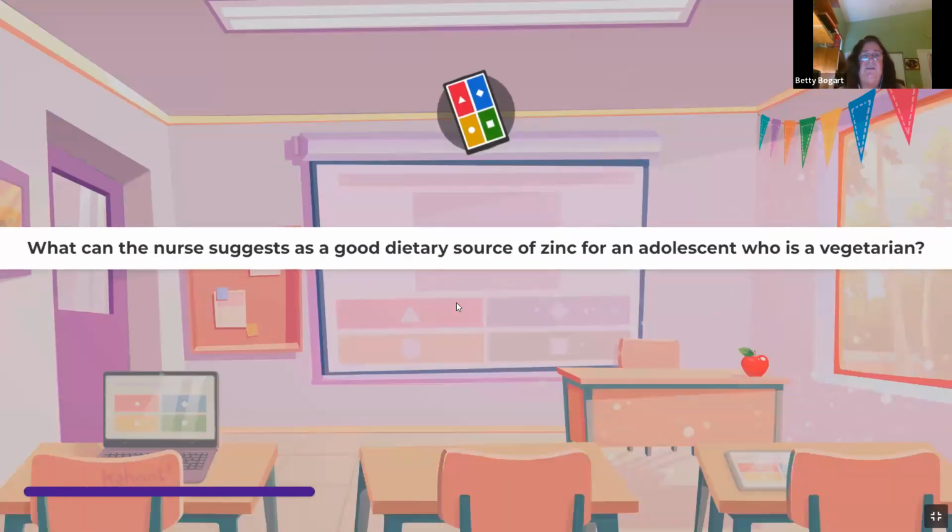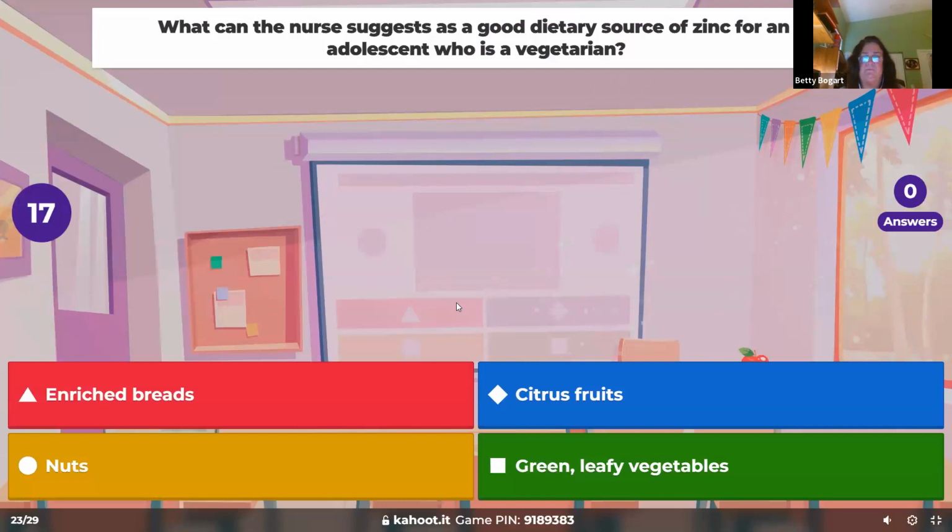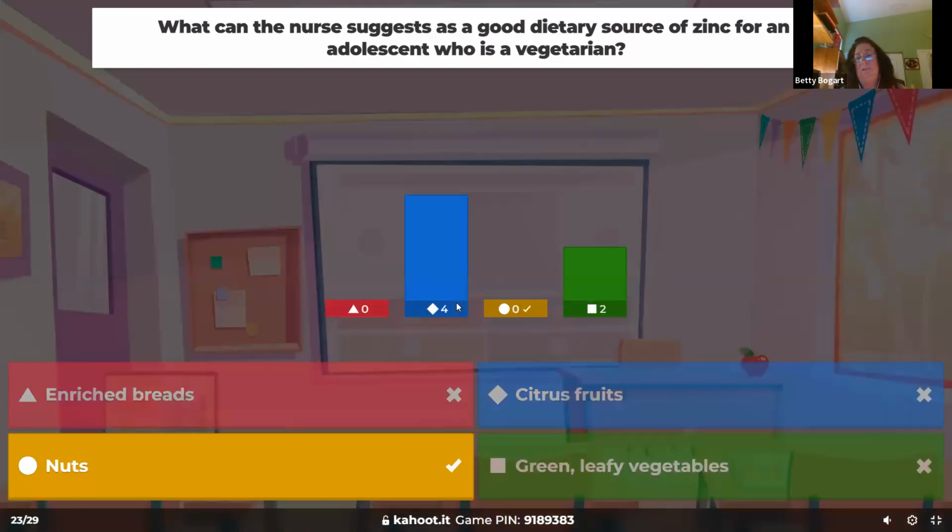What can the nurse suggest as a good dietary source of zinc for an adolescent who's a vegetarian? And it's nuts, believe it or not, nuts. Citrus fruits are your vitamin C. Green leafy vegetables are for iron.